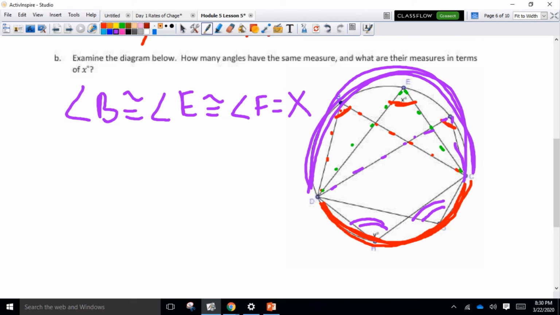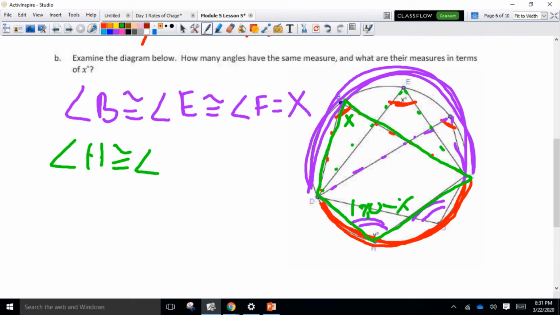So, in terms of X, these are all quadrilaterals. Let's just draw one in here. Here's one inscribed quadrilateral, right? So if this is X, then this has to be 180 minus X. Okay, so angle, what's that angle? Angle H is congruent to angle G, and they're both equal to 180 minus X.